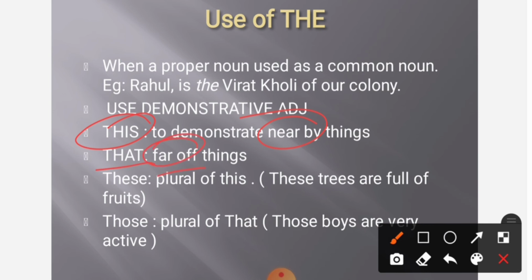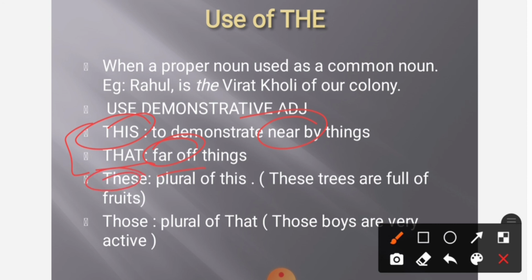If I give you an example, if you have a pen in your hand, you say 'this is my pen', because the pen is in your hand, so it is close to you. But if you can see from your window a tree which is far away from you, or a house of one of your relatives, you can say 'that house belongs to my uncle'. Why are you saying 'that house'? Because it is a bit far away from you.